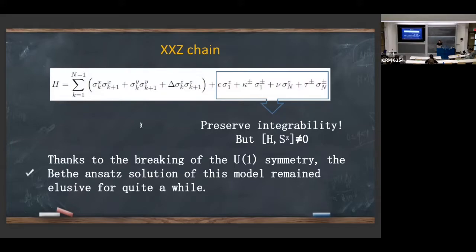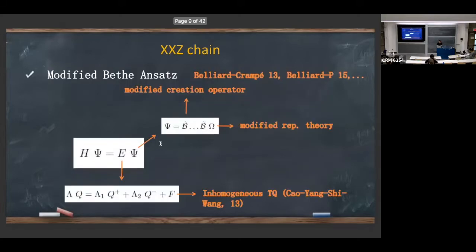There are lots of contributions. I'm not going to mention all of them here, so I ask you to go to the paper. It's all there. But the idea is that the Bethe ansatz can be modified. So this technique was introduced by Belliard and Pimenta in 2013 for the XXX chain. And then it was generalized for the XXZ spin chain.